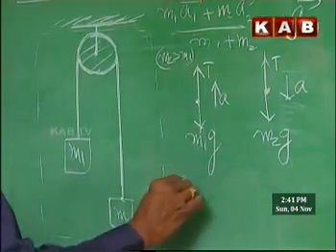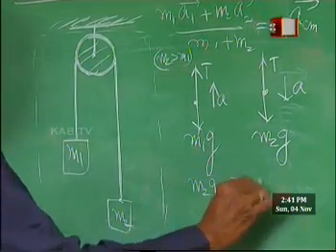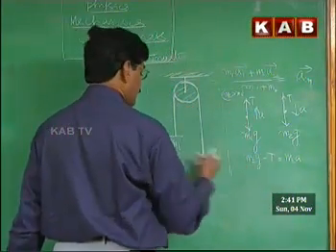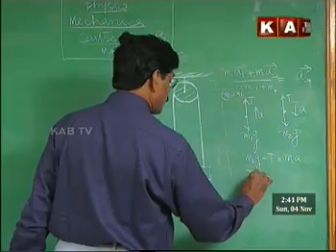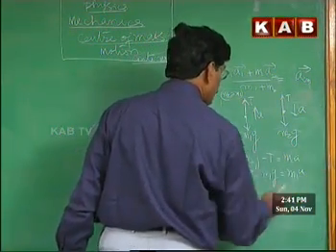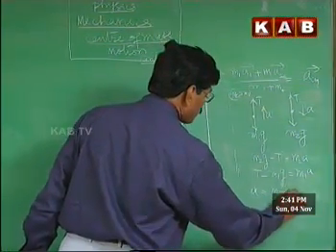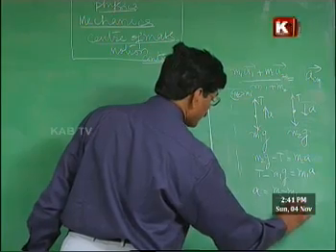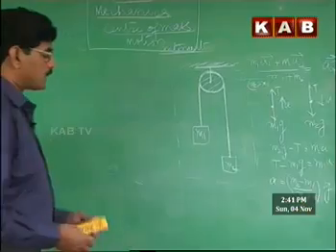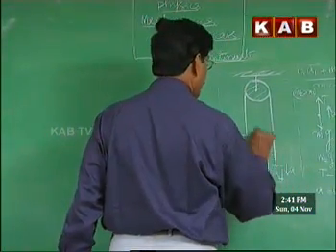The equation of motion of the second block is m2g minus T is equal to m2a. The equation of motion of the left block, of mass m1, is T minus m1g is equal to m1a. Solving these two equations, we get a is equal to (m2 minus m1) by (m2 plus m1) into g. Now this is the magnitude of the acceleration of this block downwards and this one upwards.